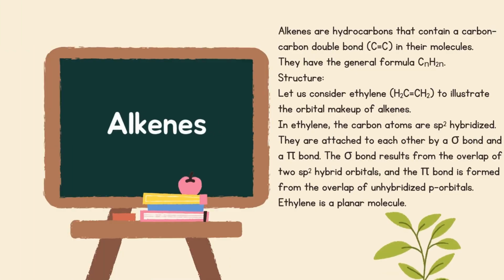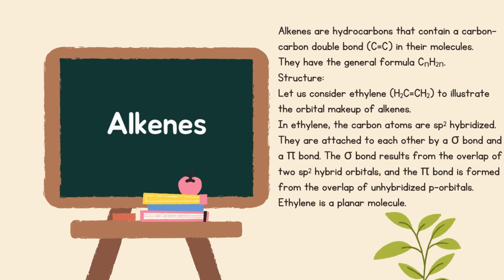Next is alkenes. Alkenes are hydrocarbons that contain a carbon-carbon double bond, C=C, in their molecules. They have the general formula CnH2n. Structure. Let us consider ethylene, H2C=CH2, to illustrate the orbital makeup of alkenes.